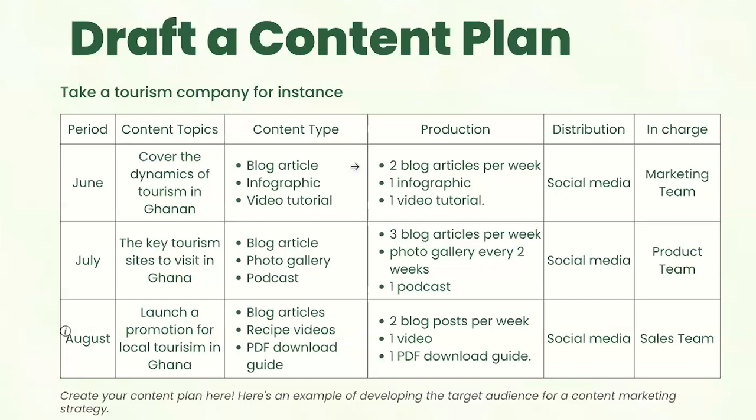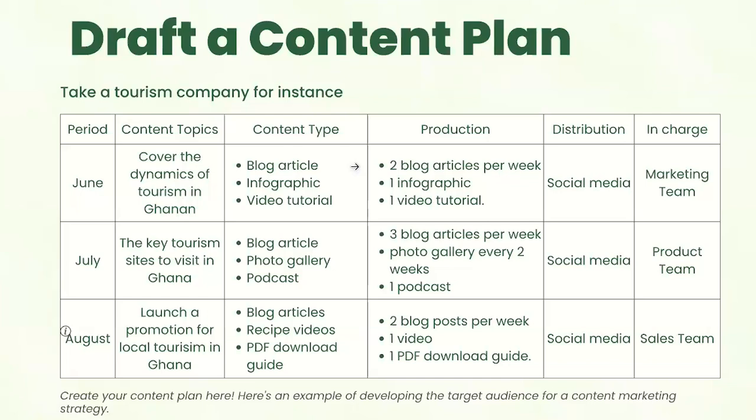So let's say for each month, you can identify the content topics. For example, I want to cover the dynamics of tourism in Kenya, in Ghana, in Rwanda, or Tanzania. You choose that. And once you know these are the topics and areas you want to cover, you begin to see which of the content types, as I said, will be relevant for this topic. If it is a blog, an infographic, a video tutorial, or a video documentary, you can do that.